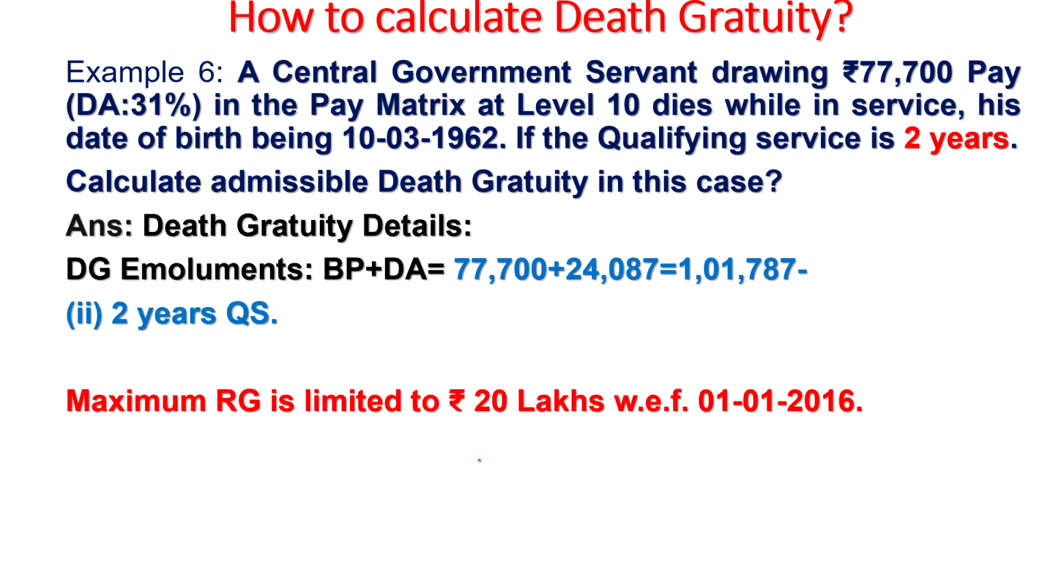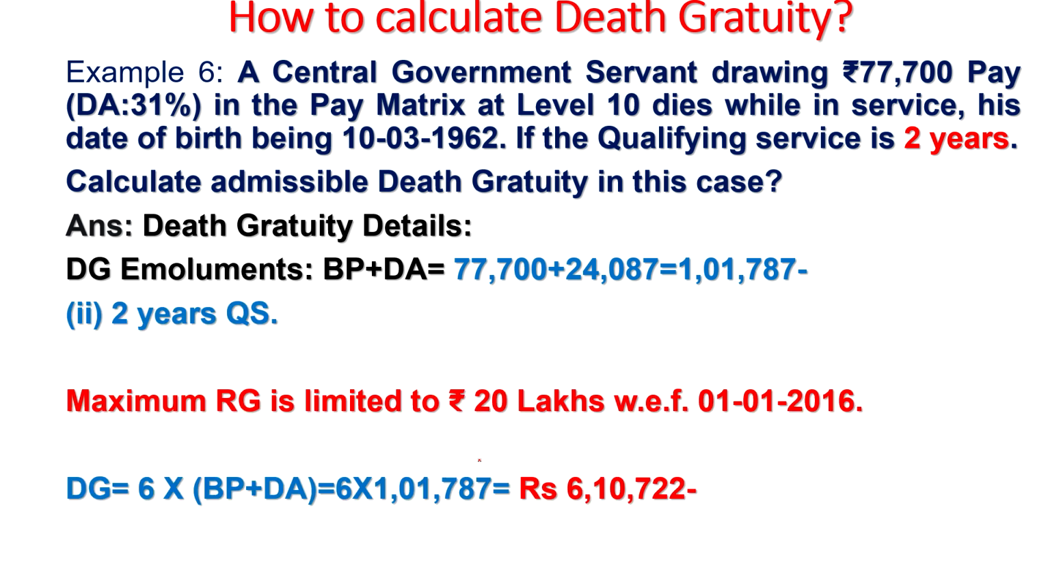2 years is the qualifying service, maximum limit is 20 lakhs, and the formula is DG is equal to 6 into emoluments. Here emoluments is basic pay plus DA, so 6 into 1 lakh 1,787 is the basic pay plus DA, that comes to 6 lakhs 10,722, that will be paid as death gratuity in this case, where the qualifying service is 2 years.